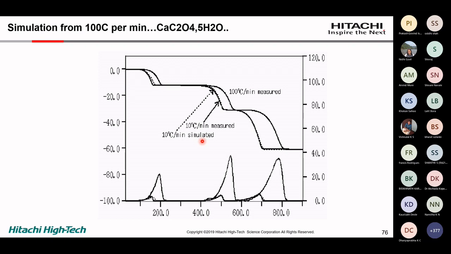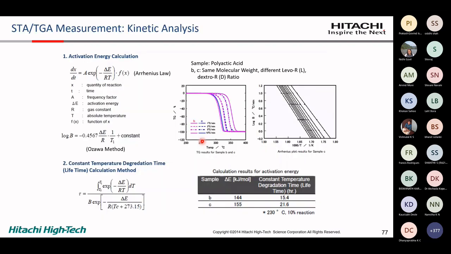Now this will enhance the productivity of your analysis when you want to address a larger number of samples. So there is no need to run at 10 degrees or 20 degrees per minute. You can run the sample directly at a higher scanning rate, and you can simulate your graph, how it will look at 10 or 20 degrees per minute. This is called simulation software. We have built-in software, called kinetic software, in TGA.